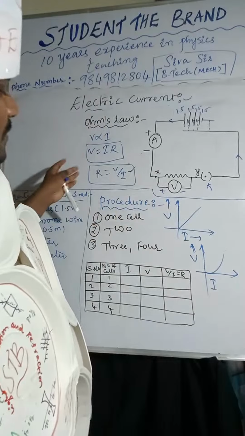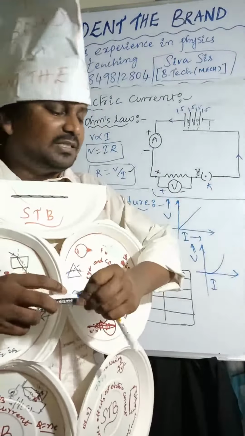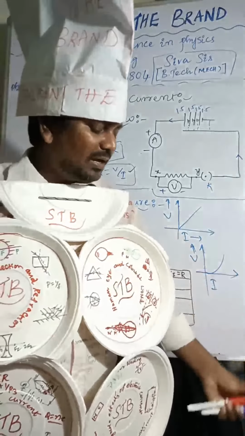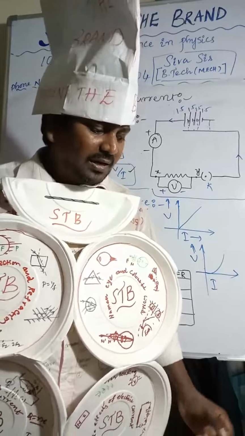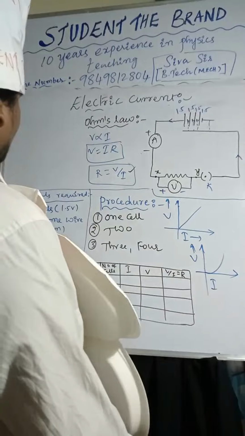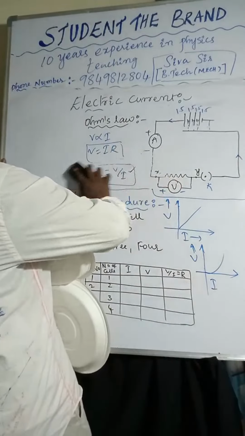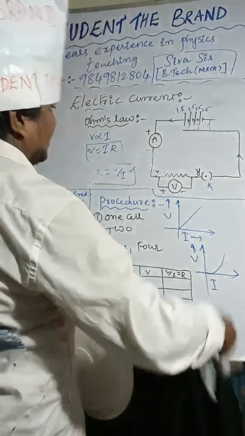So this is about Ohm's law: V is directly proportional to I, V equals IR. We'll do problems based on this, related to Ohm's law and everything. So we'll see now. Here we can take nichrome, which is an alloy of nickel, chromium, manganese and iron metals.